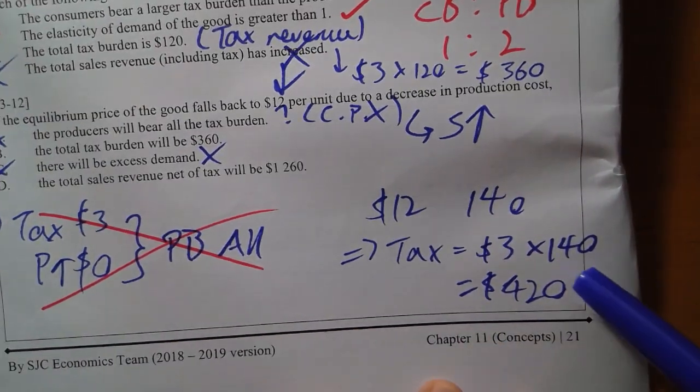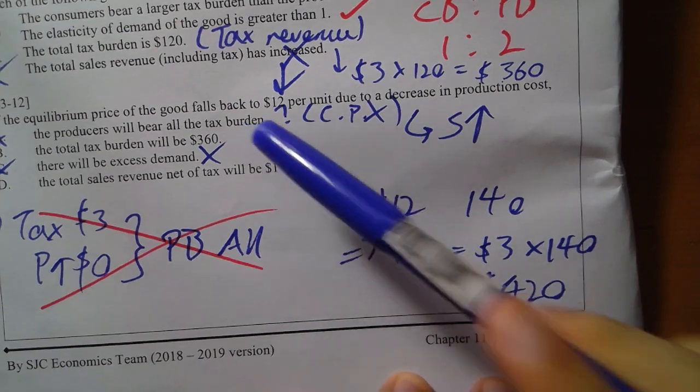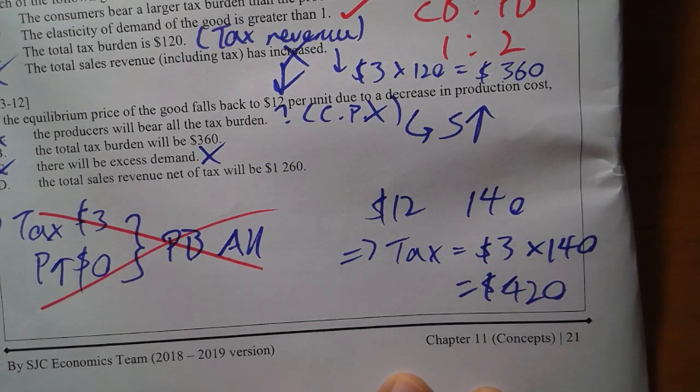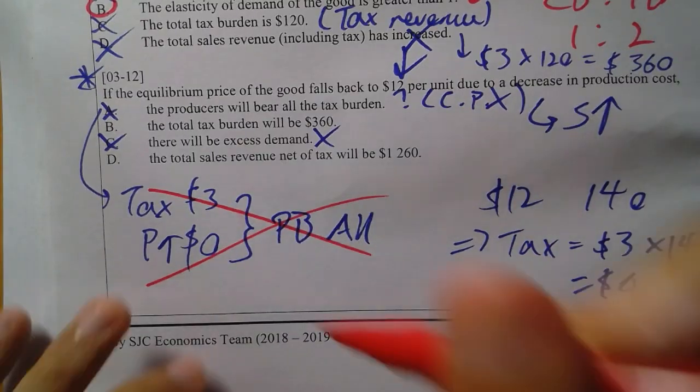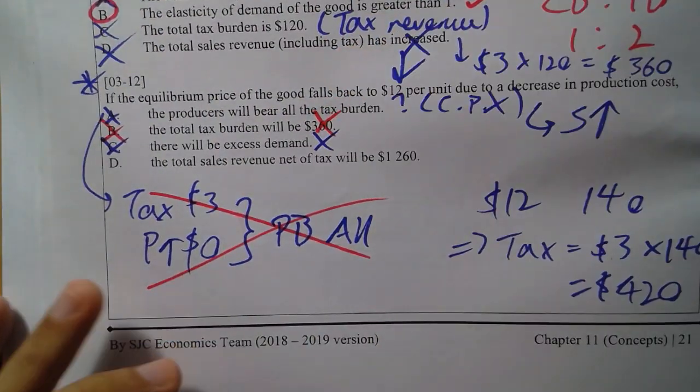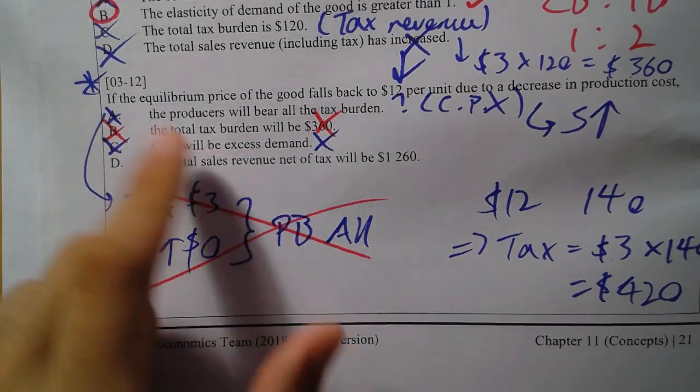Why? It's more! See? Why isn't it 360? It's 20 more units. It should be 420. So B is actually not correct. Okay. Now, what about net of tax?